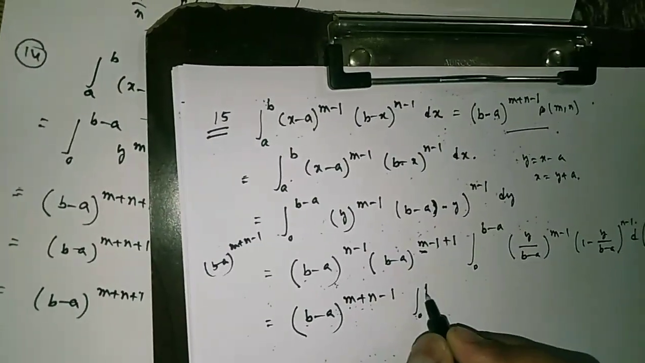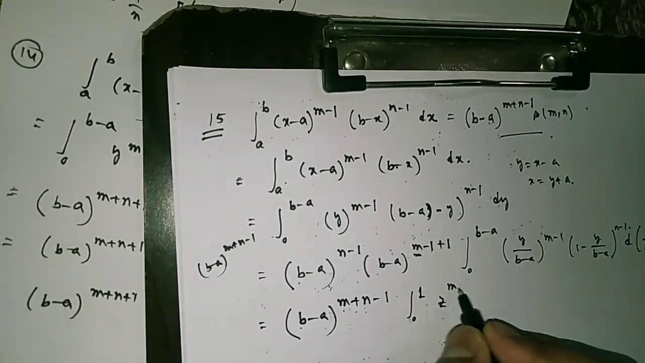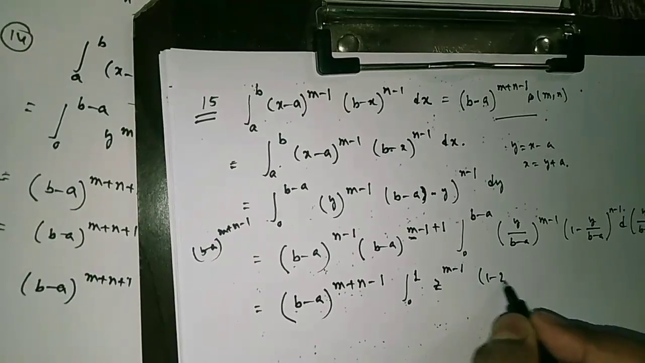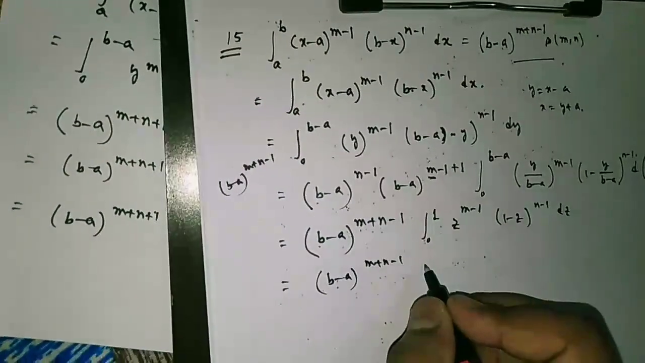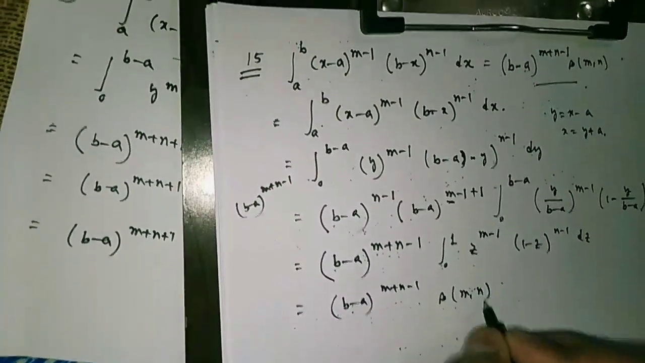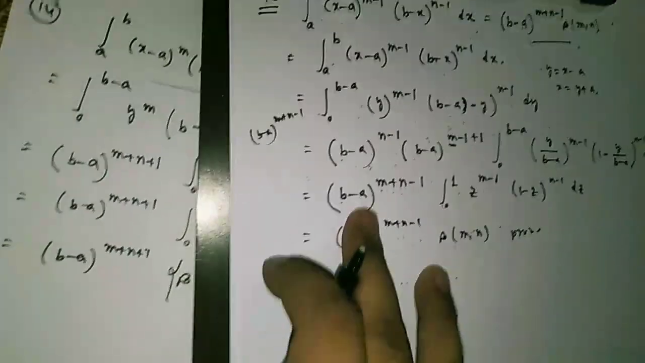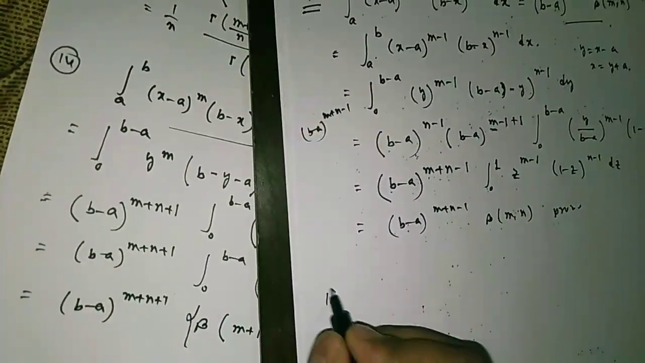So here, integral from 0 to 1 of z to the power m minus 1 into (1 minus z) whole to the power n minus 1 dz. So I can write it as (b minus a) whole to the power m plus n minus 1 into beta of m comma n. So it is proved. Now I am going to the next problem, 16.